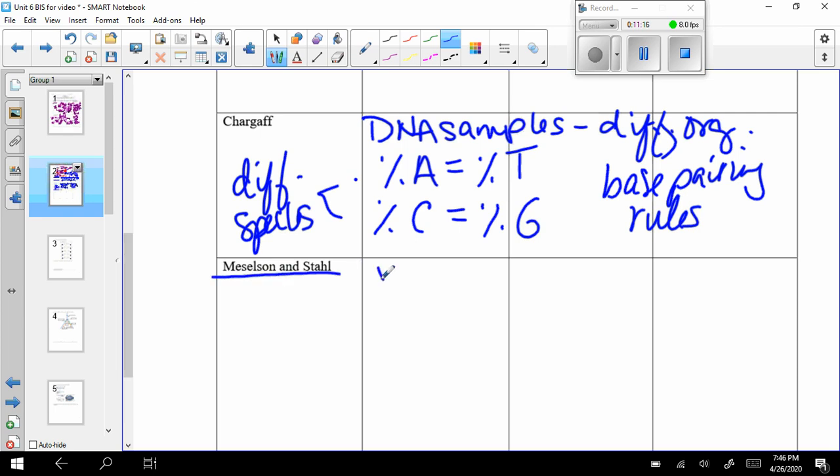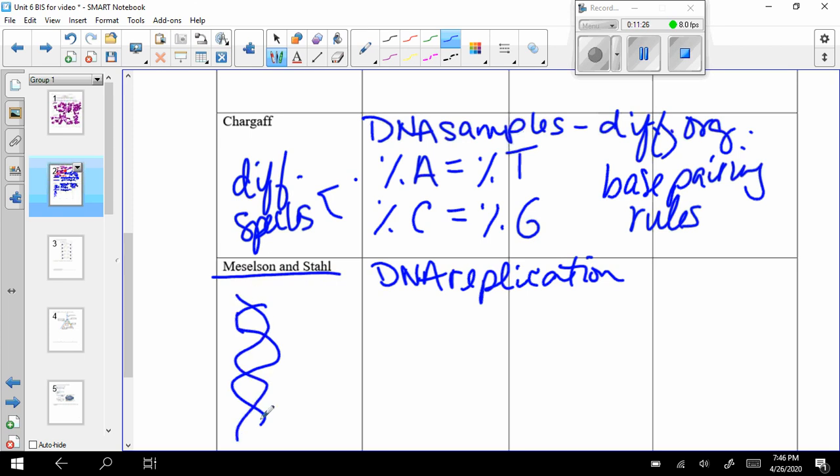Meselson and Stahl were studying DNA replication, and they had three basic ideas. If this is my strand of DNA, I want to know when it replicates, does it do it as a 100% conservative process? First of all, I'm going to put over here all of my little nucleotides, and I'm going to put radioactive tags. All of these have heavy nitrogen, so that means they are radioactive, and I can see where they end up.